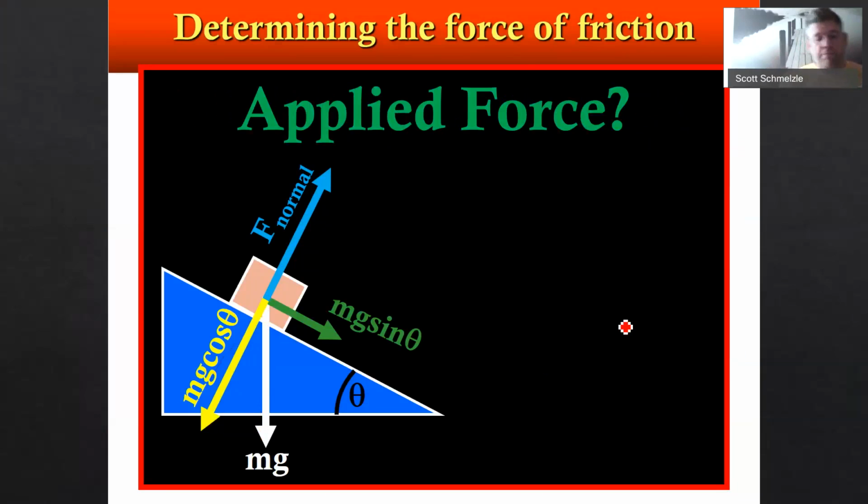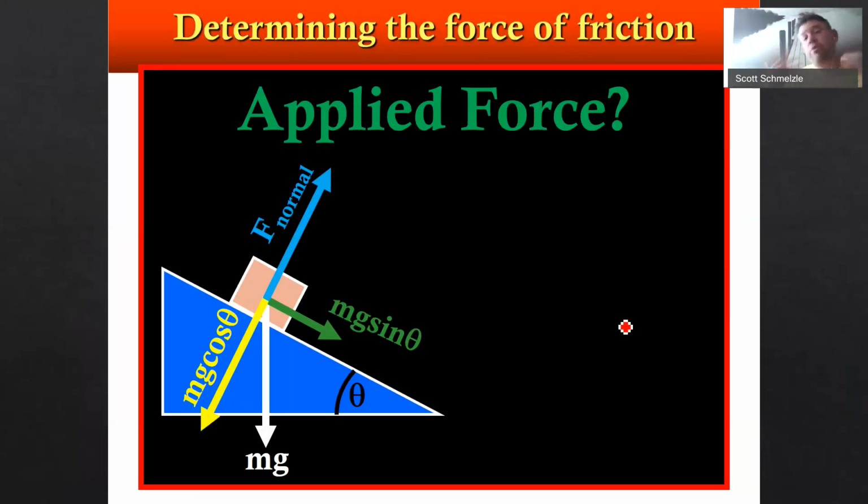Applied force now is going to be measured as mg sine of theta. So when we look at this, this becomes standing on a hill, or resting on a hill with a sled. The angle becomes important for us, and then our mass becomes important.